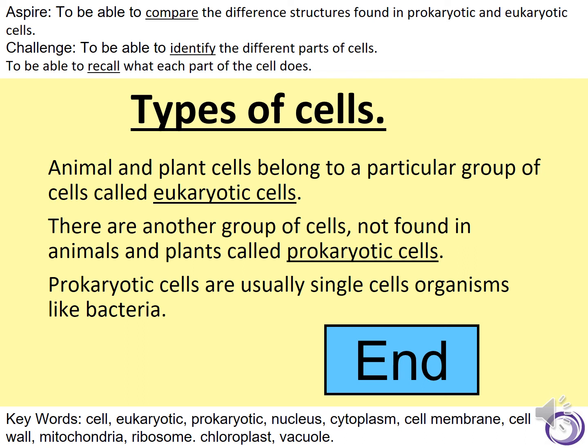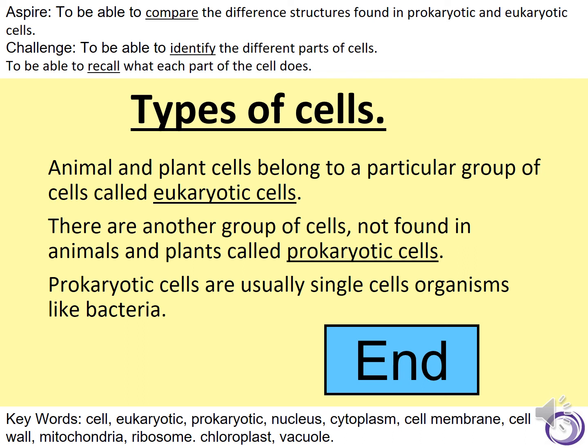So if you need more time, just pause the presentation now and then restart when you've finished those notes that are there. Let's use your notes for a second, however, and just check that you have understood what you have written down. Animal and plant cells belong to a particular group of cells called eukaryotic cells. There is another group of cells, not found in animals and plants, that are called prokaryotic cells.